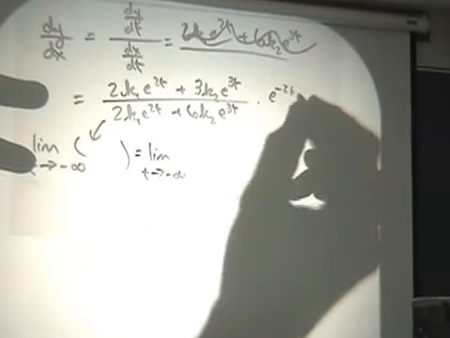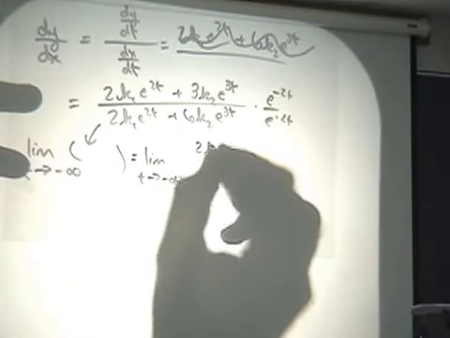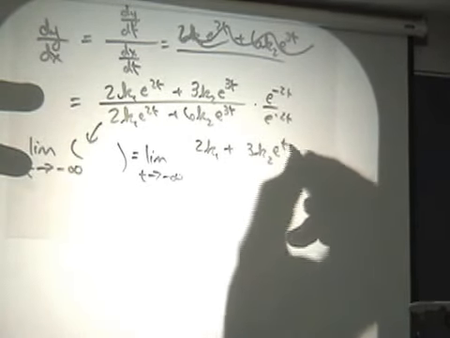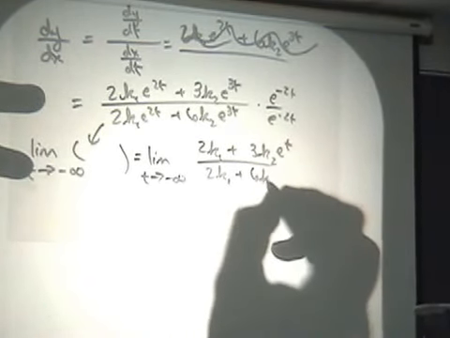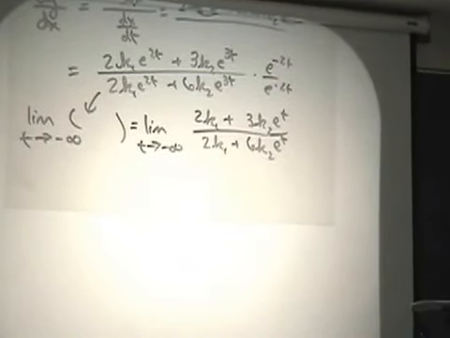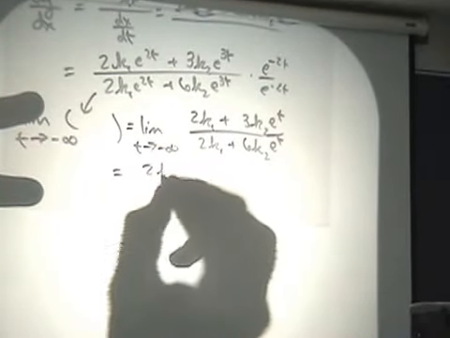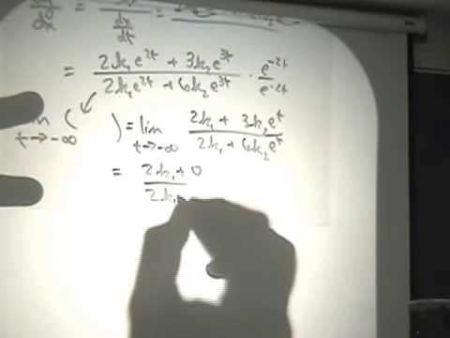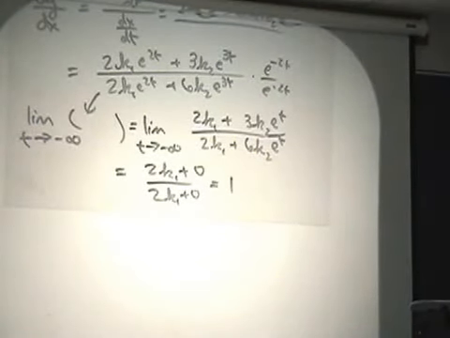Multiply the top and the bottom by e to the negative 2t. Those e to the 2t's go away, and the e to the 3t's become e to the t's. And that's okay. This is going to be helpful because e to the t goes to 0 as t goes to minus infinity, but these don't. You get 2k1, at least if k1 is non-zero, plus 0 over 2k1 plus 0 in the limit, which is going to simplify to 1 as t goes to minus infinity.